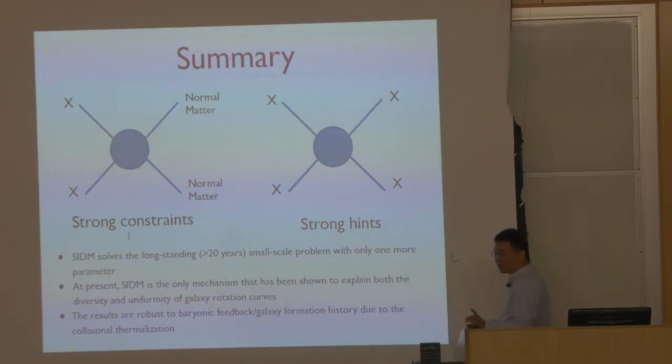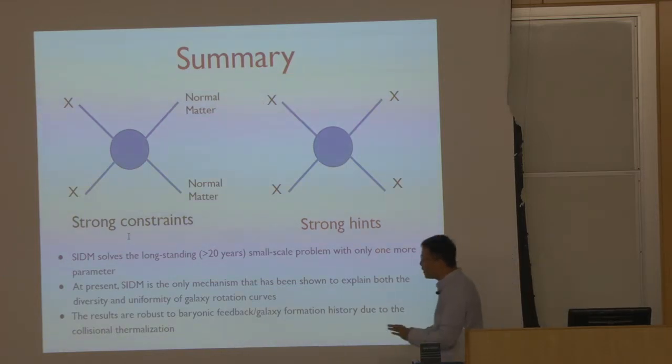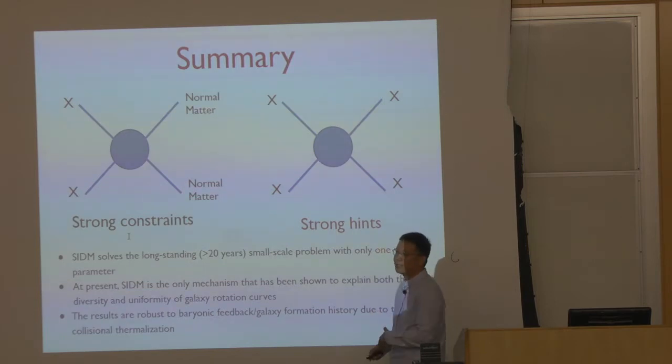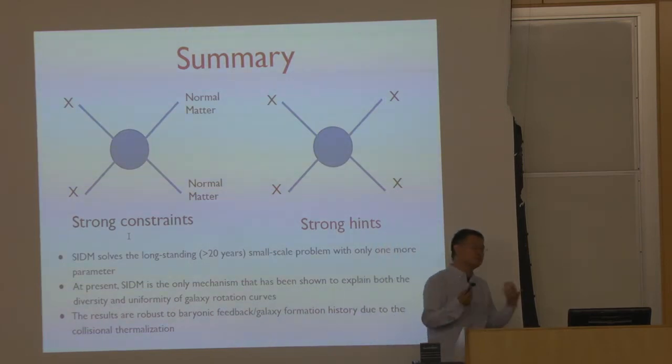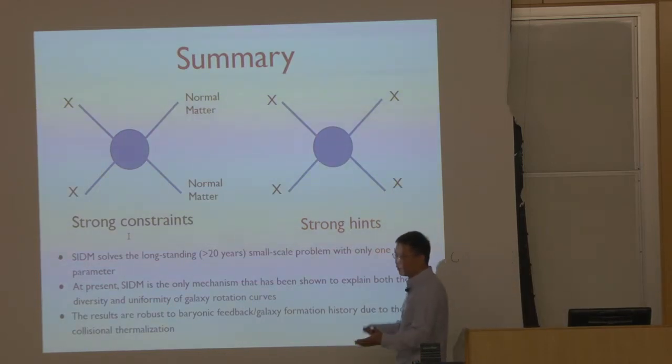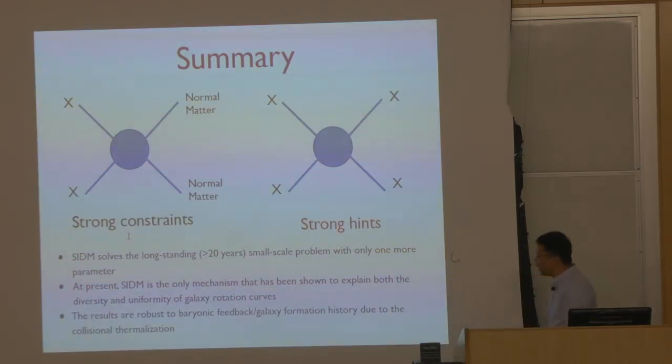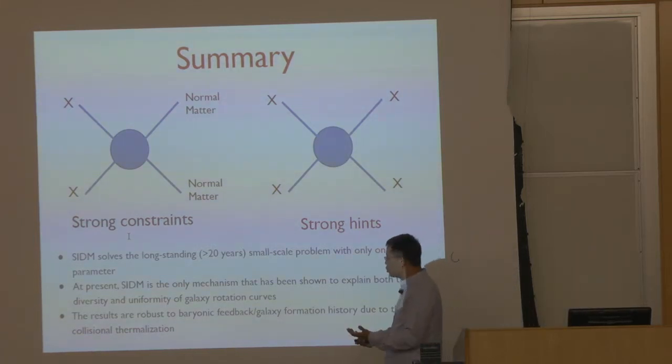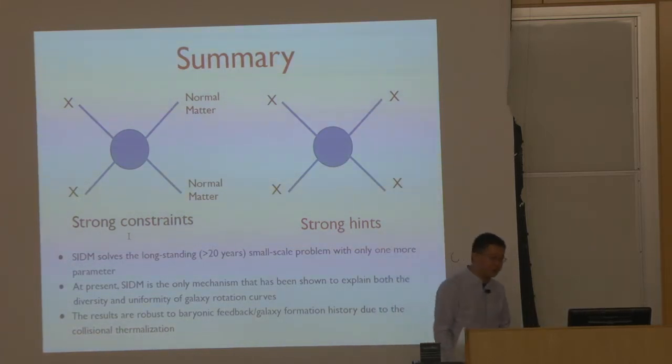Right? At present, SIDM is the only mechanism that has been shown to explain both the diversity and uniformity. I use the word very carefully, okay? Has been shown. It doesn't mean that this is the only solution, but no one has shown one for a large sample of the data. Our results are robust to baryon feedback and galaxy formation history due to the collisional thermalization.